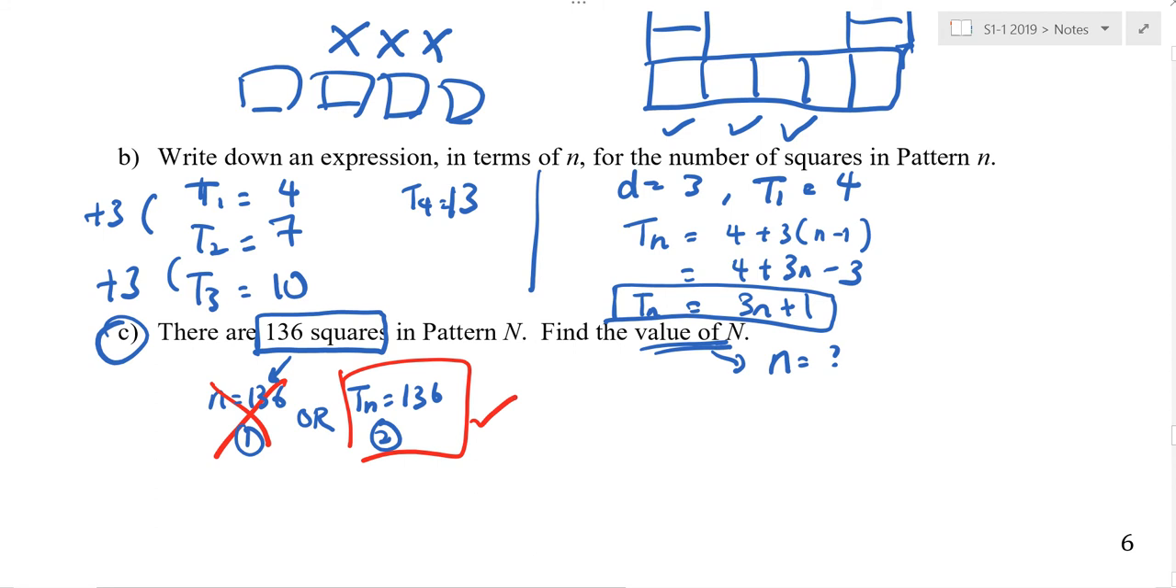But what it means is they are asking you, hey, if I tell you Tn is 136, that means in one certain pattern, I don't know which one, I'm going to draw all the different boxes. And in one of the patterns I count, they are all together 136 squares. What is the value of n? What do you do? Start what? Replace what? Replace 136 to where? To Tn.